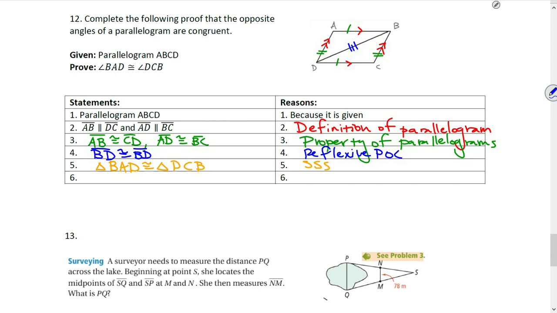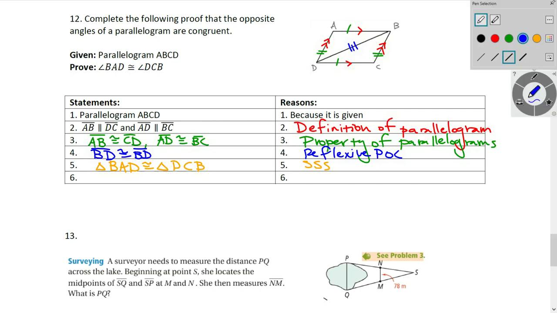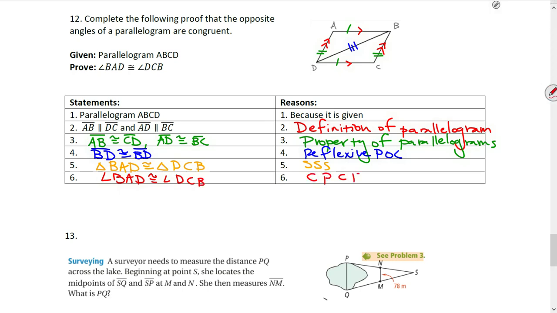Okay, but now that I have congruent triangles, I can now say that angle BAD is congruent to angle DCB because they're corresponding parts of congruent triangles, so they must be congruent.